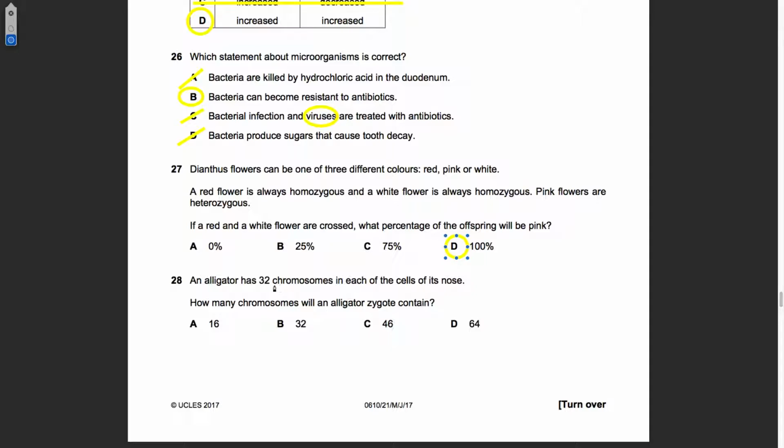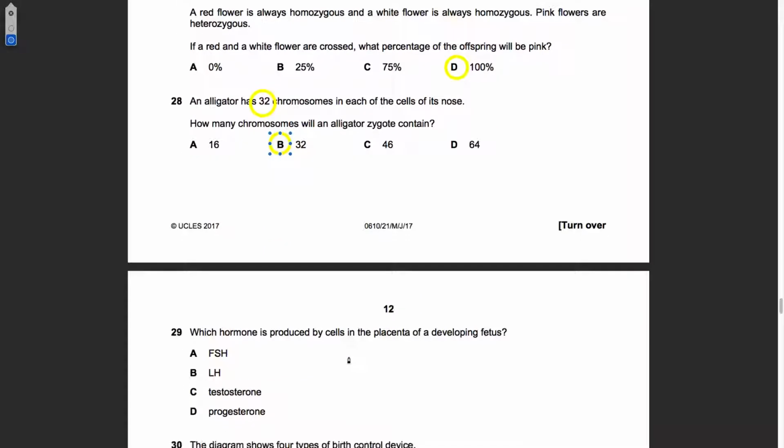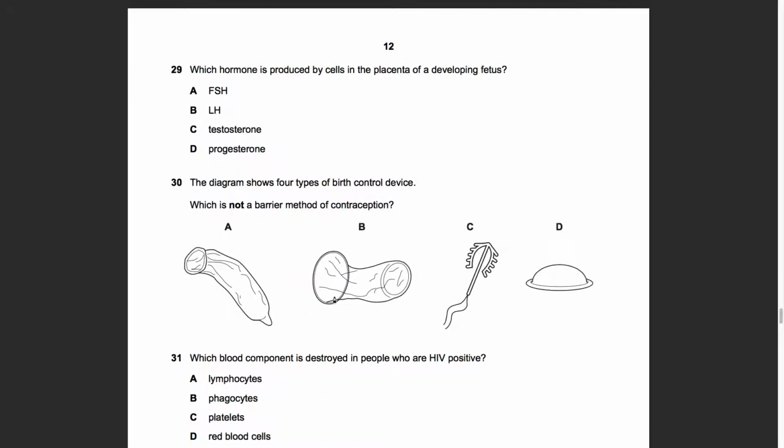It's a bit like a riddle. Now, 32, and a zygote is actually diploid, so it has both sets of chromosomes, so it will also have 32. Don't be tricked by CIE. Don't let them play tricks on you, okay?